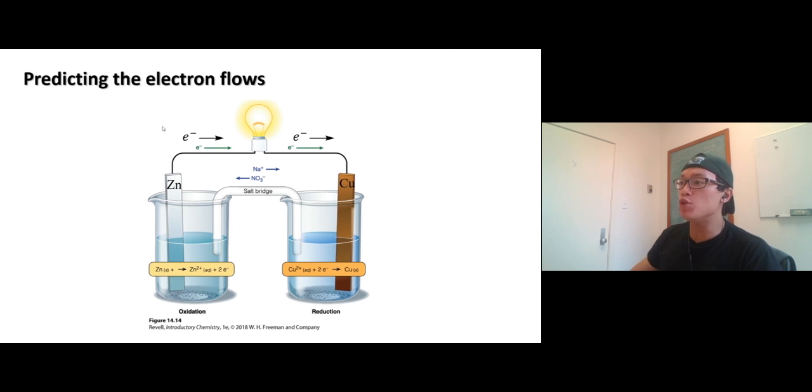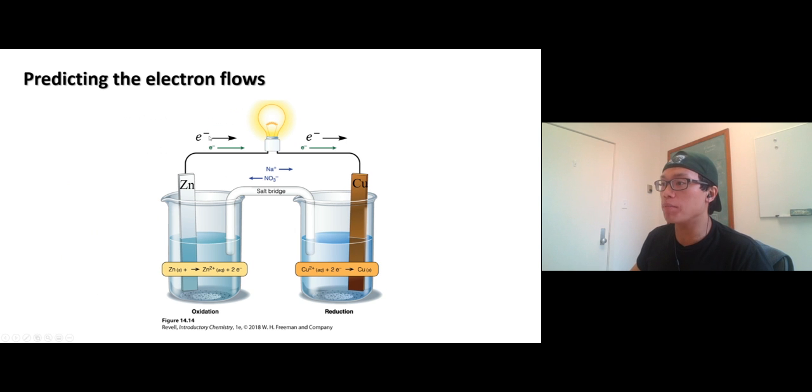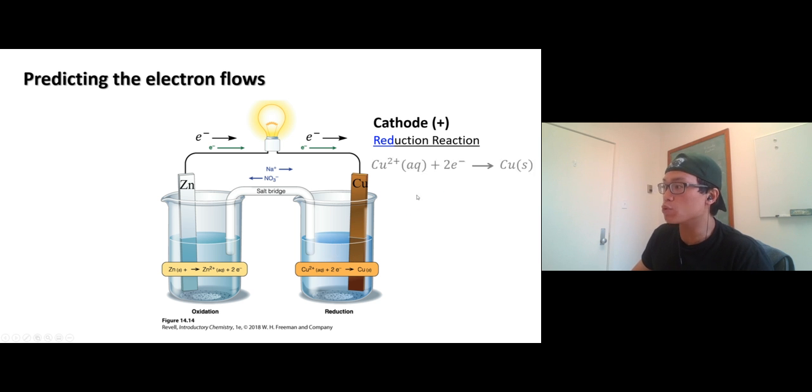Okay, if you know that the electron flow is from left to right, zinc to copper electrode, can you write the half reactions of this redox reaction? What is happening on the right side? Well, it's a reduction reaction. Electrons go down to the electrode, and the copper 2 plus floating around in the solution takes those two electrons and becomes copper, which starts depositing on the copper electrode. We call this side the cathode.